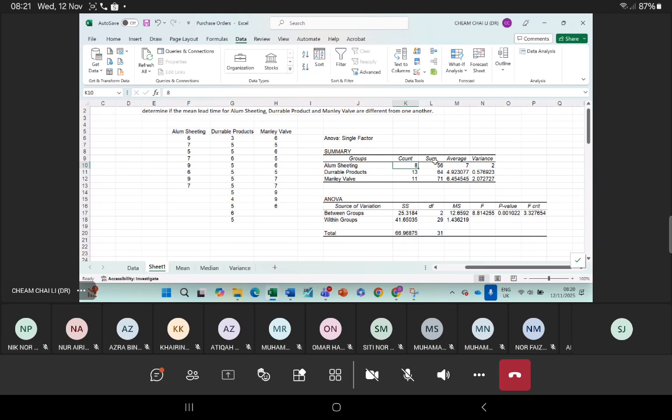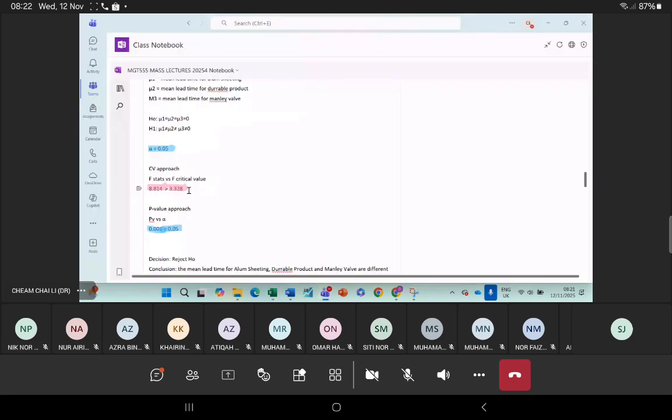You can make a decision first based on the critical value approach. You compare these two, and we found that the critical value is smaller than the F statistic, right? So here the decision is reject H0. And then we want to double confirm using the p-value approach, to compare the p-value with alpha. So p-value is smaller than alpha. So the decision in this p-value approach is also reject H0.